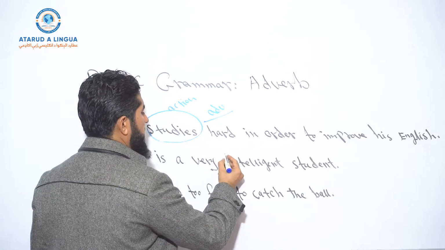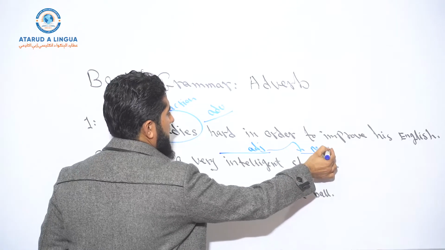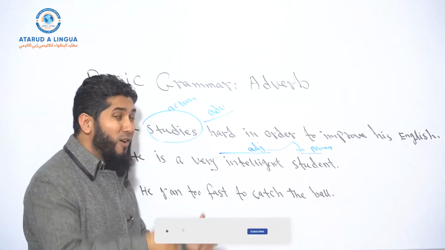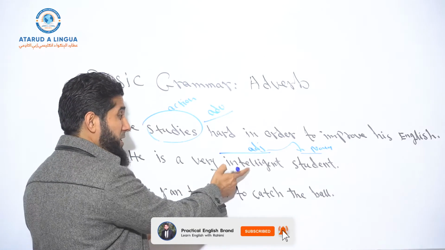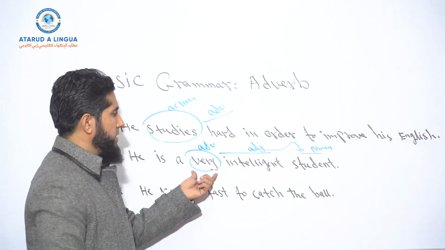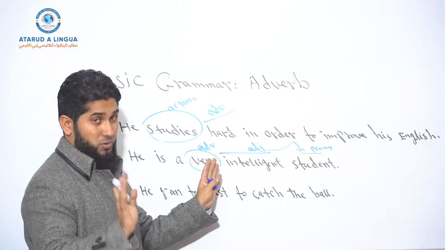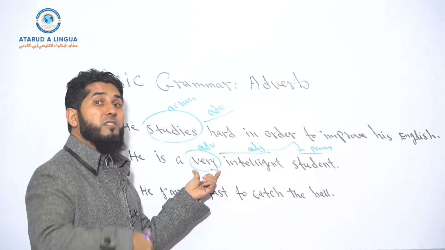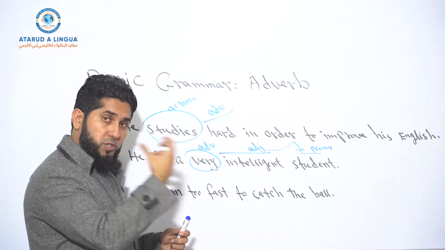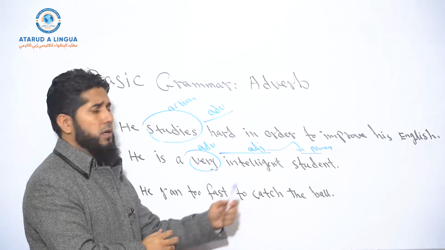Now we have an adjective over here, intelligent. And obviously this adjective describes this noun in our sentence. What kind of student is he? That's the question. He's an intelligent student. But how much intelligent, right? So now the question is about the adjective. And very is an adverb because it modifies or tells us something about this adjective. If you just say he's an intelligent student, it's okay. But how much intelligent? He's very intelligent. He's extremely intelligent. Okay. He's so intelligent. So all of these words, so, extremely, very, function as adverbs. Why? Because they modify the adjective.